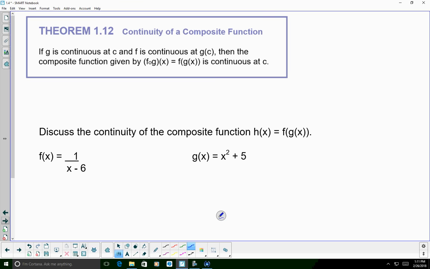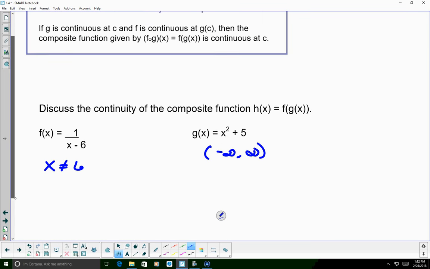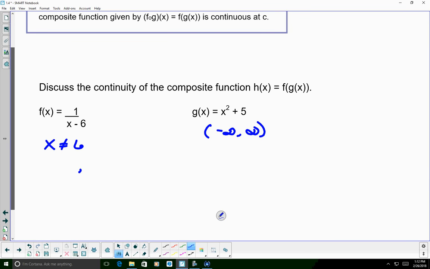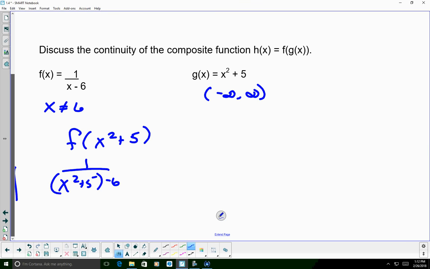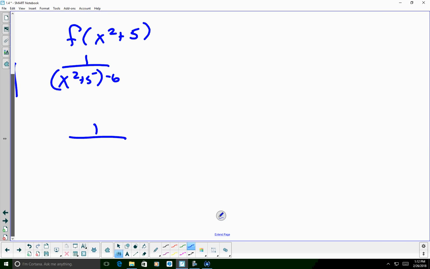Continuity of a composite function. So if I asked you the continuity of this, you would tell me that it is continuous except for x cannot equal 6. Here you tell me the continuity is from negative infinity to infinity. So when I go to do the composite function of f of g of x, which is x squared plus 5, now I'm going to do 1 over x squared plus 5 minus 6. I get 1 over x squared minus 1, which I can factor as x plus 1, x minus 1.